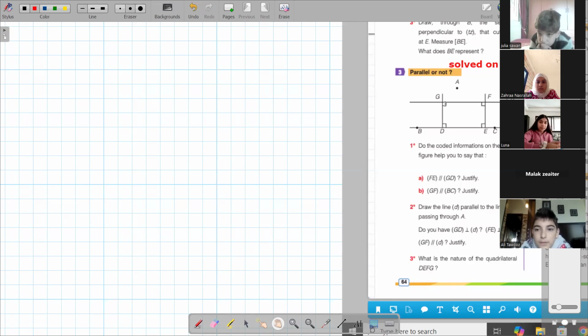Because they put for you like this a 90-degree here. So D1 is actually perpendicular to FE and GD. And what else is perpendicular, Miss? Also? Yeah, Jad.